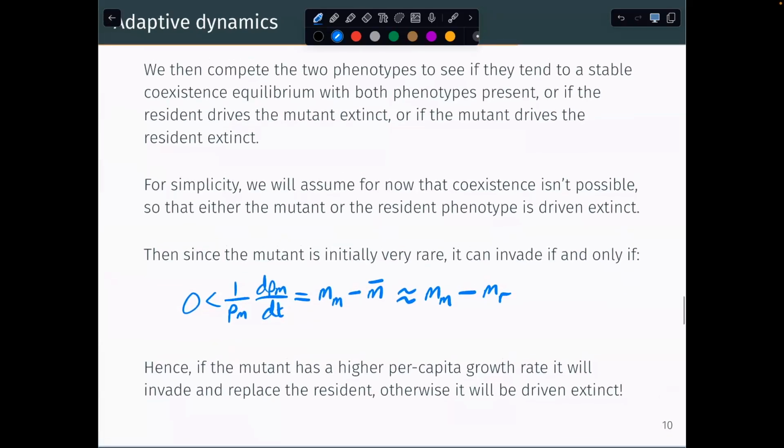This is nice and simple, right? What's your intuition here? When can the mutant invade? Well, if the mutant has a higher per capita growth rate, it will invade. If M sub M is greater than M sub R, this is positive, therefore it can invade. If it has a lower per capita growth rate, then it can't invade. It will decay; in terms of its frequency, it will tend towards 0.